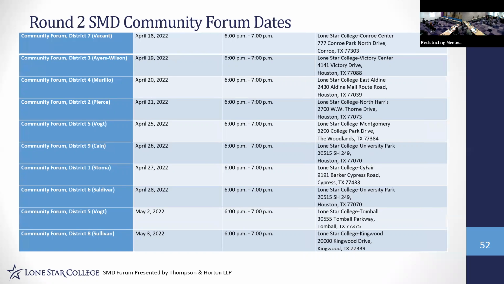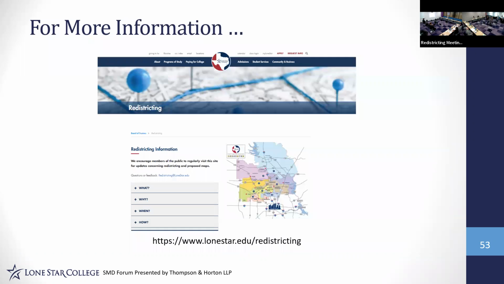And if you'll go to the next slide, when we do the second iteration of maps based on public input, we're going to do this series of meetings again in every single member district, beginning on April 18th and culminating on May 3rd. So we really want to make sure that we get every opportunity for the public to participate in this process and to have their views heard.